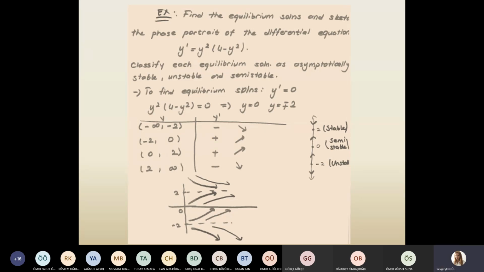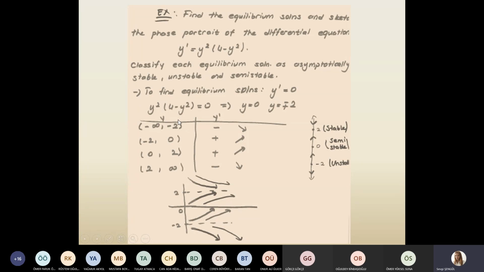Find the equilibrium solutions and sketch the phase portrait of the differential equation. So you know how to find the equilibrium solution. Make the right-hand side equal to 0, which gives y equals 0, y equals plus or minus 2. So y = 0, y = 2, y = -2. You can write it like that: 0, 2, -2.